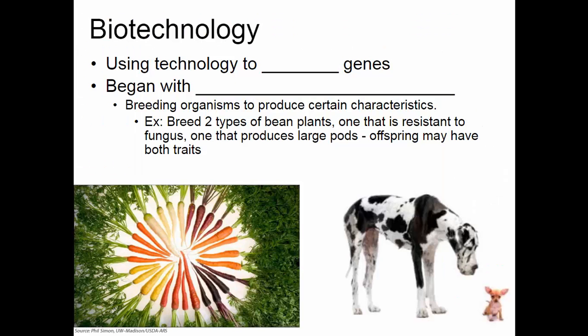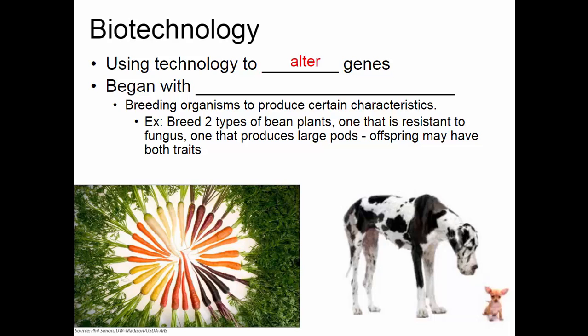All right. Now, scientists can actually manipulate the genes of living organisms. The general area in which scientists are studying this is called biotechnology. It's basically using modern technology to alter the genes of different organisms. However, it did not start in modern times.